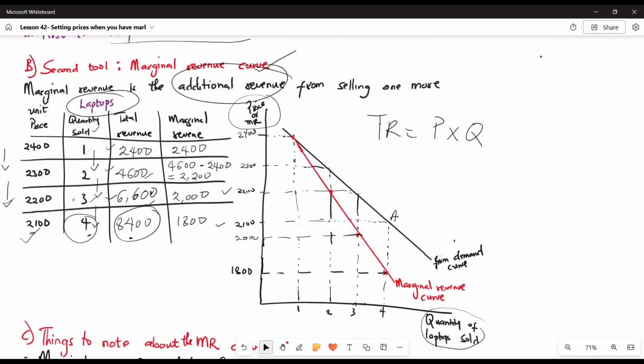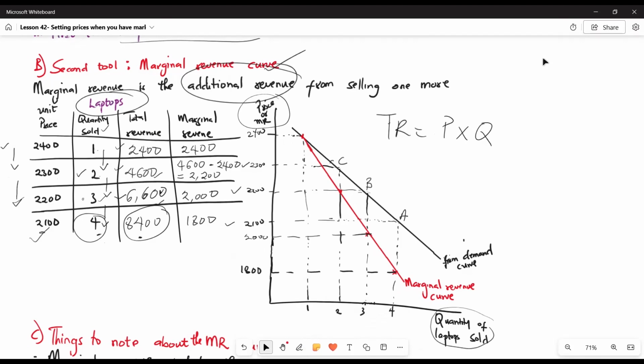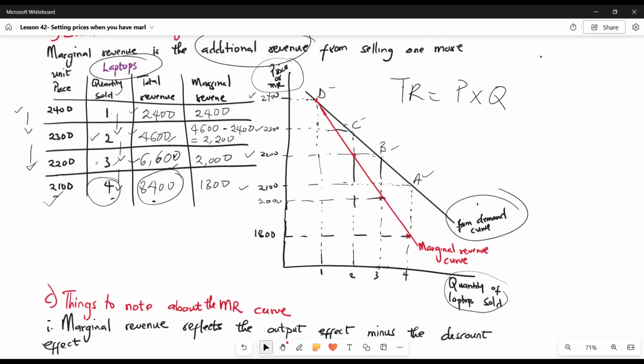So we represent this at point B. And similarly, when price increased to 2,300, quantity reduced to 2, we represent this at point C. Then when price increased to 2,400, quantity reduced to 1, we represent this at point D. So if we connect these 4 points, A, B, C, and D, we have this particular firm's demand curve, which is a typical demand curve that is downward sloping, indicating that at higher prices, lower quantity is demanded and sold. So we can also draw our marginal revenue curve with this information.